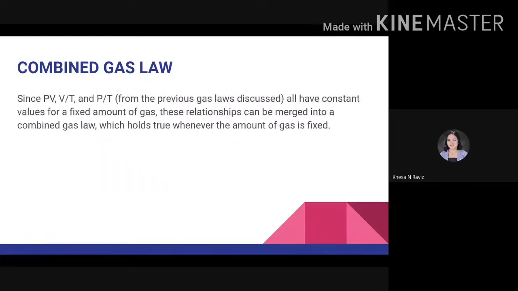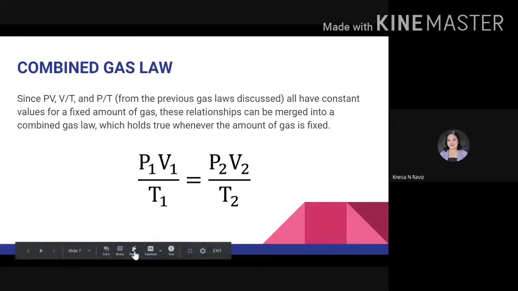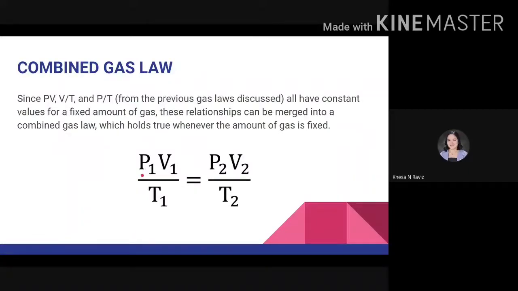Let us proceed to the combined gas law. Since pressure times volume, volume divided by temperature, and pressure divided by temperature, from the previous gas laws discussed, all have constant values for a fixed amount of gas, these relationships can be merged into a single combined gas law, which holds true whenever the amount of gas is fixed. The equation for the combined gas law is this one. Initial pressure times initial volume divided by the initial temperature equals final pressure times final volume divided by final temperature.